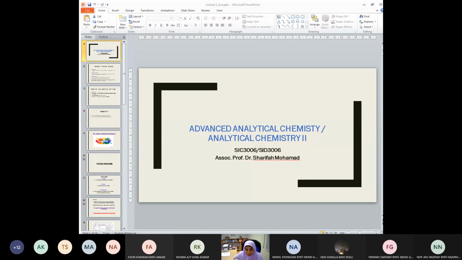I believe everyone already learned some things about gas chromatography and HPLC during Analytical 1, but that was only a very basic principle of separation study. When you go to third year, Analytical 2, you will learn in more depth about gas chromatography, from the theoretical part until the instrumentation parts.